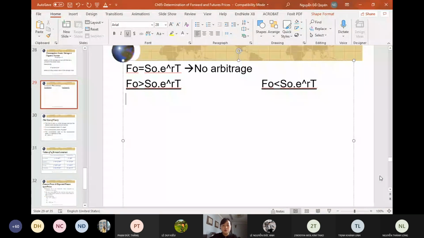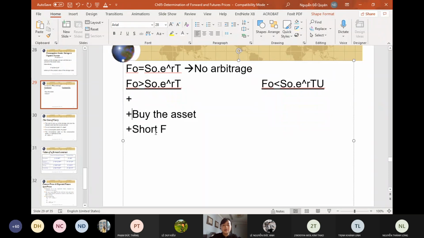Okay, so I just input it here. We buy the asset and we short. Right. Do you agree with us? Or do you agree with Tang?